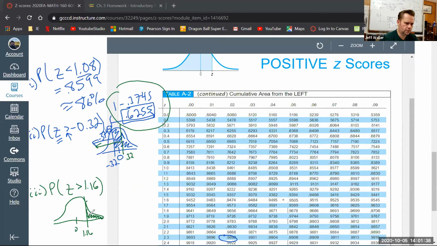So the picture does a few things for me. The first thing it does is I already know the answer is going to be less than 50% because it's far away from what cuts it in half, right? Does that make sense? So I know if my answer is 72%, I have made a mistake. What do you guys get when you look up 1.16? 0.8770. Yeah, make sure you get that.